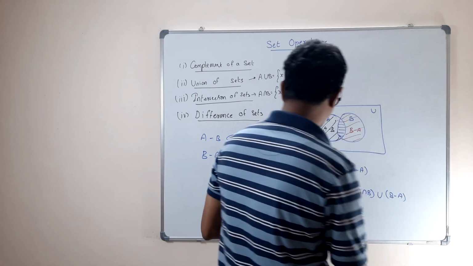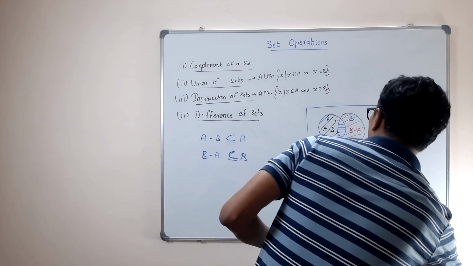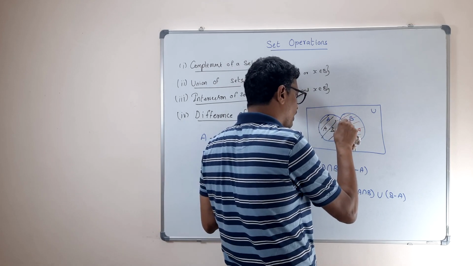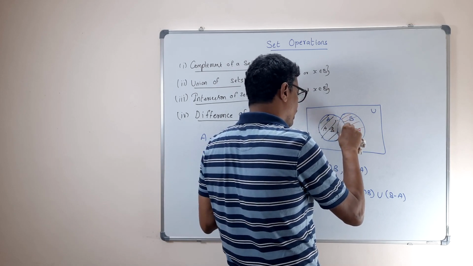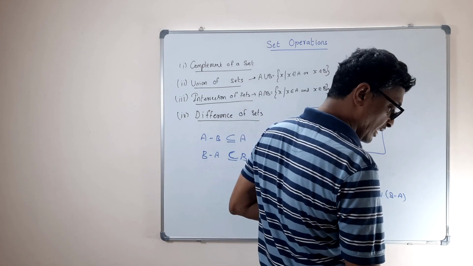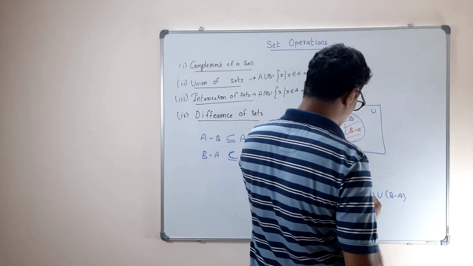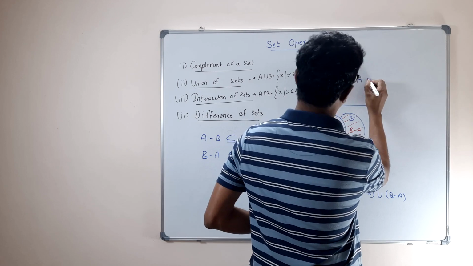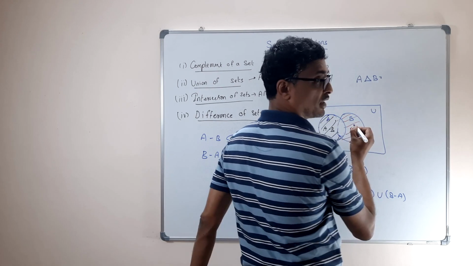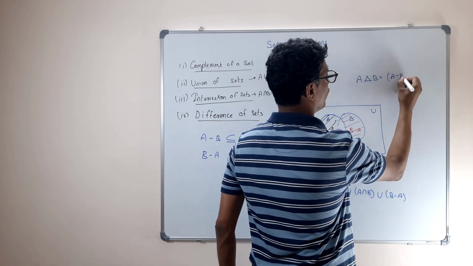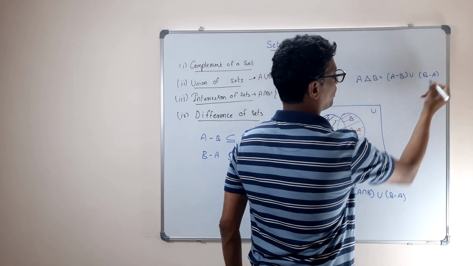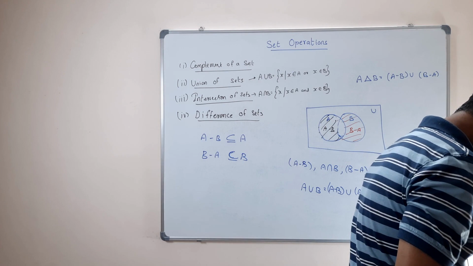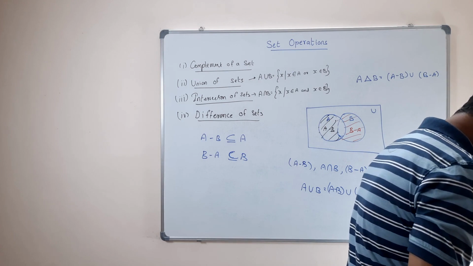Now what they call this? If you take only the union of A minus B and B minus A, that means you have only these portions. They call it the symmetric difference. There's a symbol for that, A Δ B. This will be A minus B union B minus A. That is the symbol for symmetric difference. Okay, fine. Now let us go for certain properties.